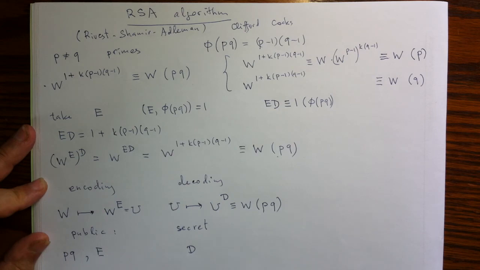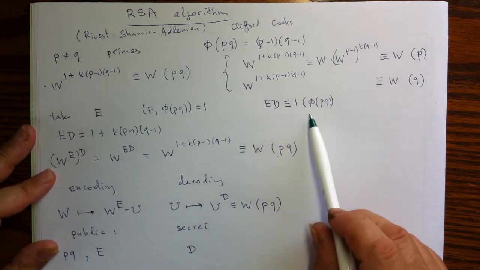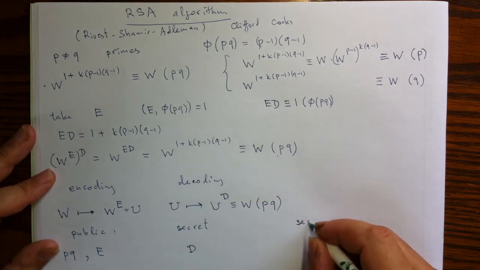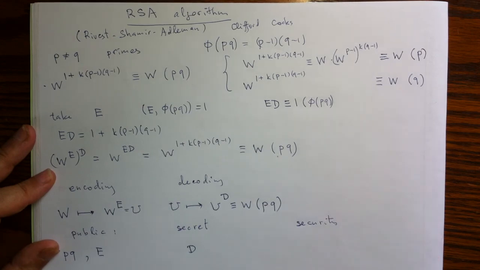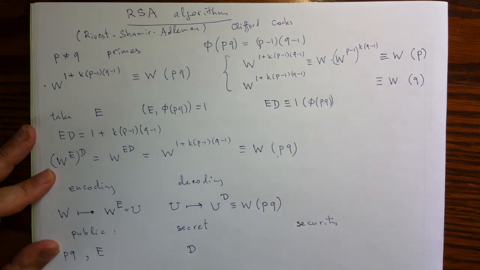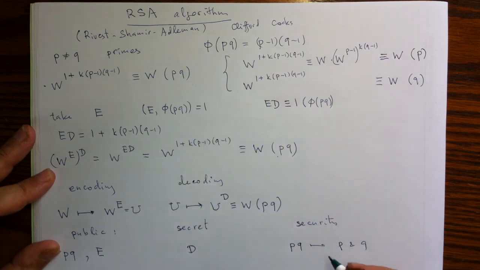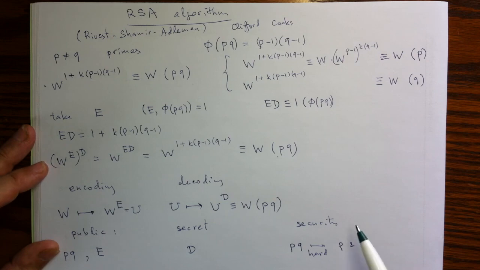Well, why is this scheme secure? After all, D is uniquely determined by E. It's the multiplicative inverse modulo the Euler function. The security of the algorithm is based on the inaccessibility of this modulus, because everyone knows the product of P and Q, but it's very hard to get the factors which are necessary for knowing the Euler function. So this factorization problem for large numbers, for two very large prime numbers, is very hard, and that's why the algorithm works.